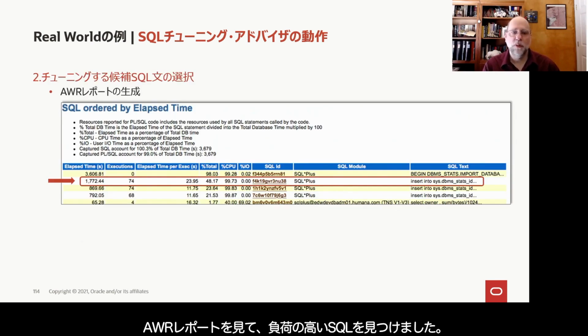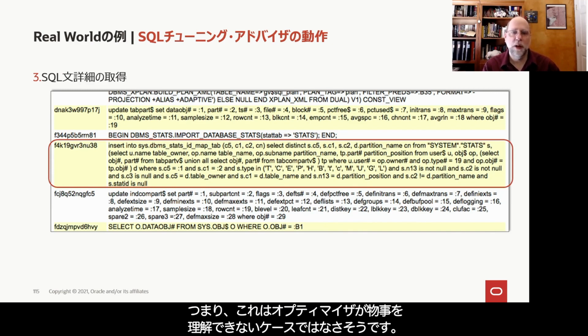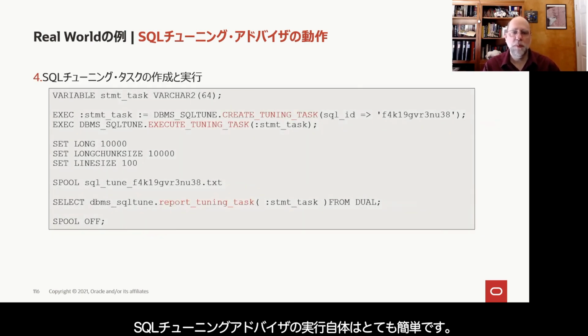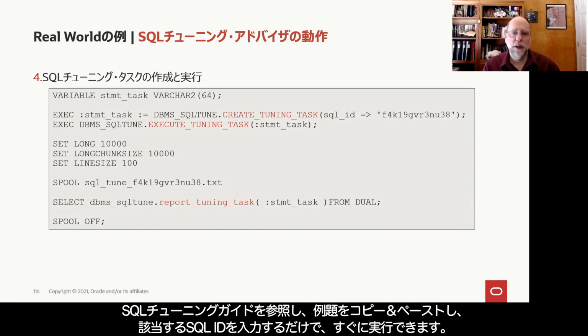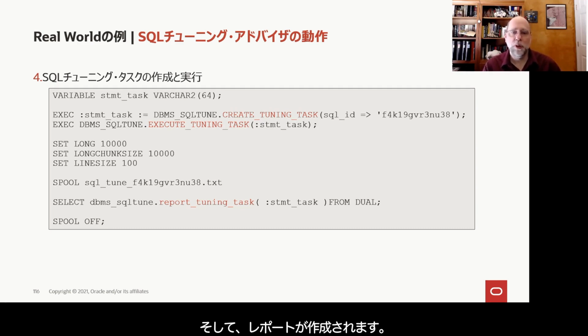We went to the AWR report and found the high load SQL, in this case, looking at the elapsed time section. And that particular SQL statement identified by that SQL ID was not really complex. So this doesn't look like it's a case where maybe the optimizer can't figure things out. There's probably something else at play. Running the SQL Tuning Advisor itself couldn't be simpler. You just go to the SQL Tuning Guide and copy and paste one of the examples, plug in the SQL ID in which you're interested, and away you go. It runs in a matter of seconds or minutes, depending on how complex your query is, and it will then produce a report.